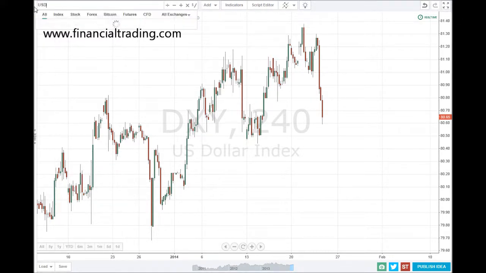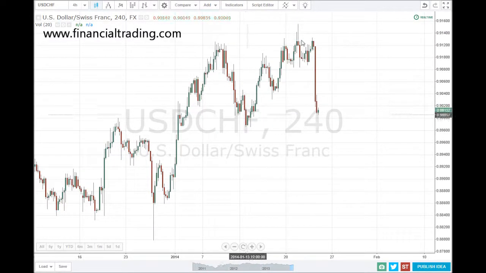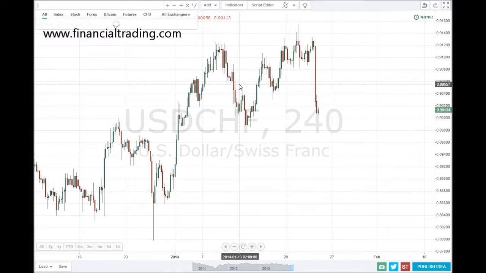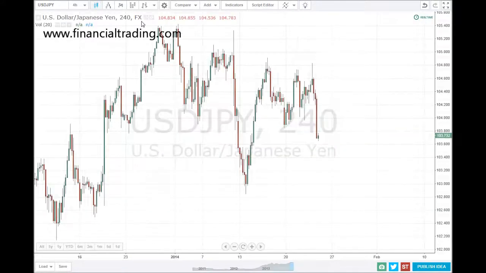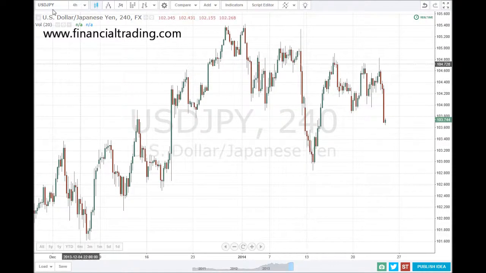If we were to go to the US dollar against the Swiss franc, you will notice that there's also this clear uptrend. So why is that? Well, quite simply, the US dollar index shows the strength of the US dollar, and there is strong correlation between the US dollar index and any currency pairs that have the US dollar as one of the pairs. If we look at the US dollar, Japanese yen, we still have this uptrend.